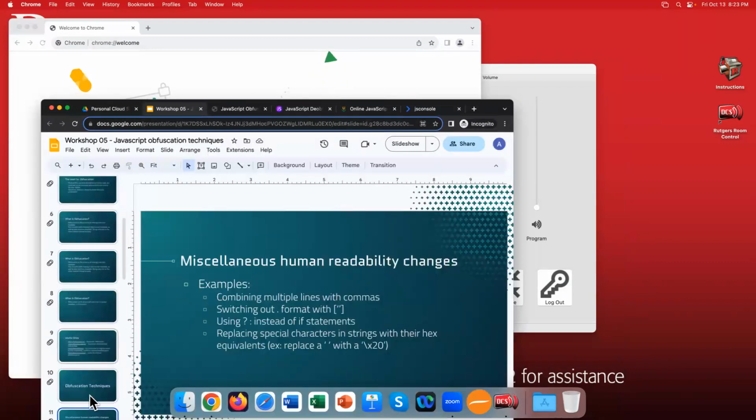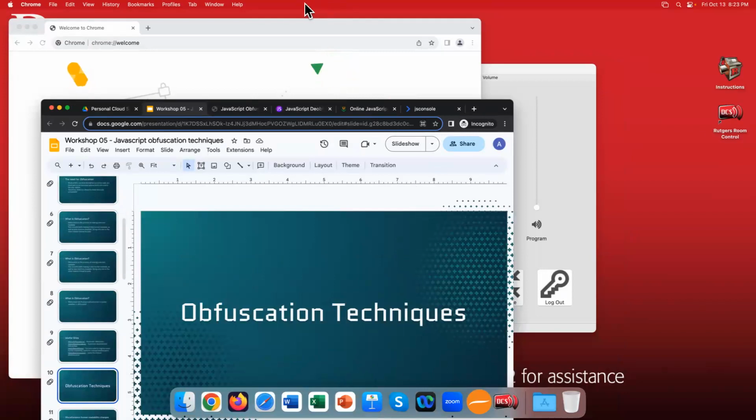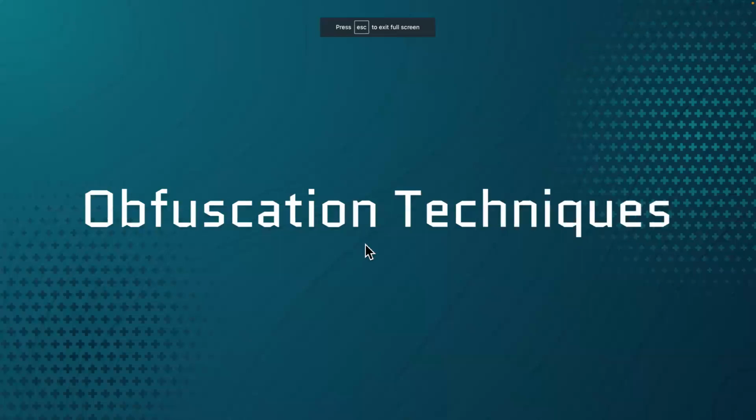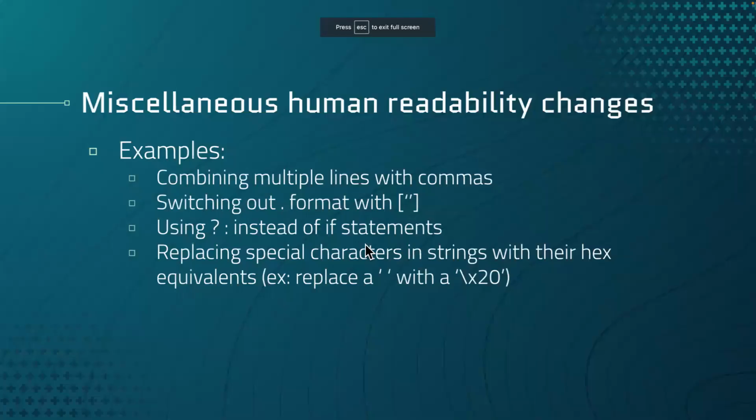Where was I? I was on obfuscation techniques. Okay, so the first obfuscation technique we'll talk about is actually several techniques, but they weren't important enough to put on their own slide. You can take lines of code and combine them with commas to put multiple lines into one.